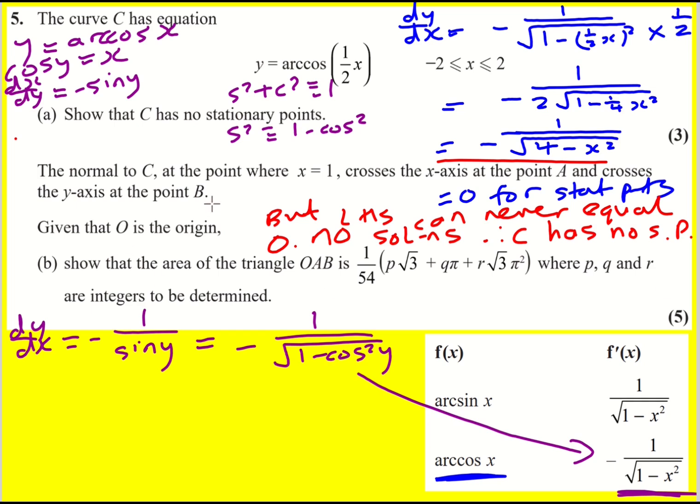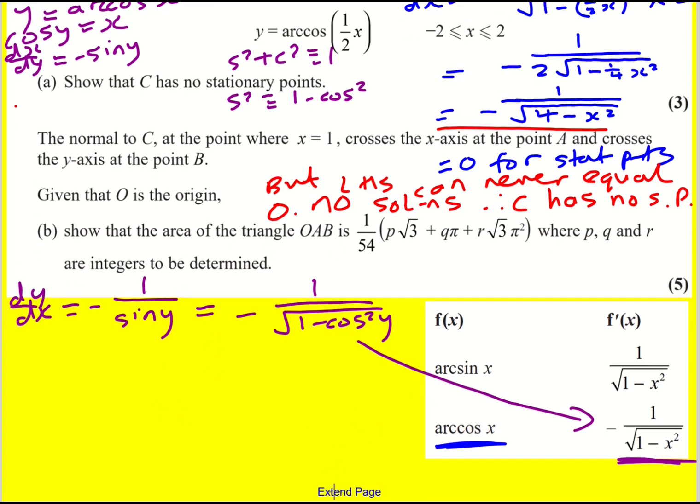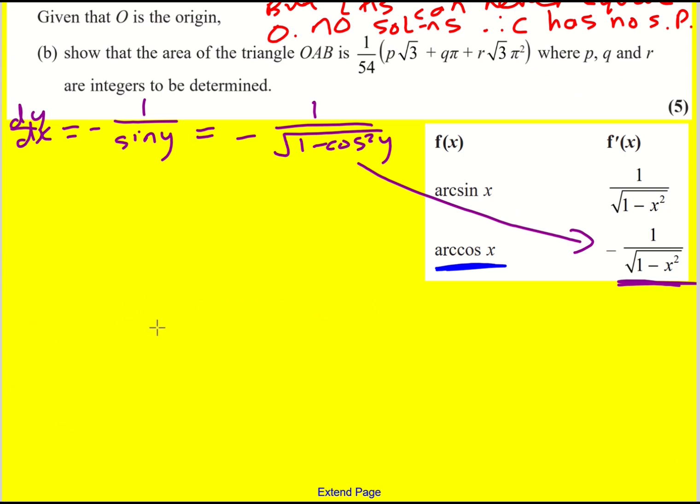Now we're told the normal to the curve at the point when x is 1 crosses the x-axis at point A and the y-axis at point B. O is the origin, and we're asked to show the area of the triangle OAB is this. Okay, well, I think it's time for a sketch. I'm actually going to sketch our function.